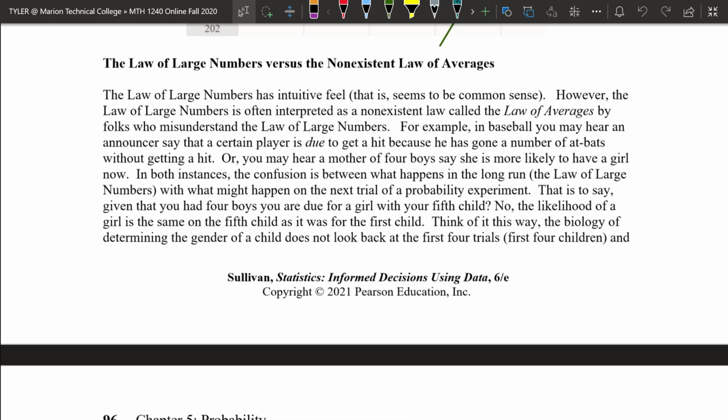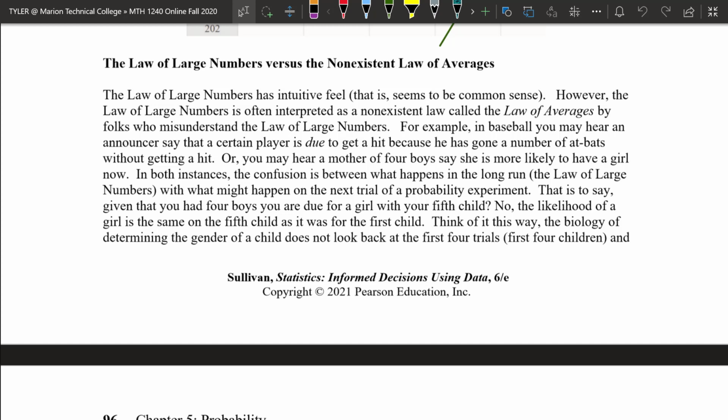Right, so the next thing that we want to talk about is the law of large numbers versus the non-existent law of averages. The law of large numbers has an intuitive feel, that is, it seems to be common sense. However, it is often interpreted as a non-existent law called the law of averages by folks who misunderstand the law of large numbers. This is often the case in baseball, and I hear this all the time. My son plays travel baseball.